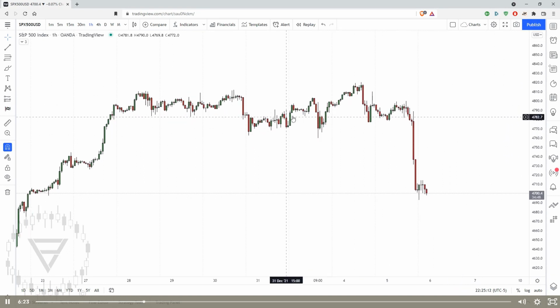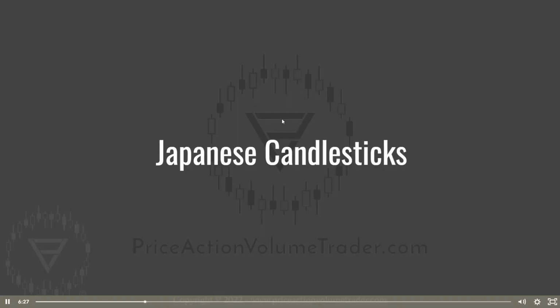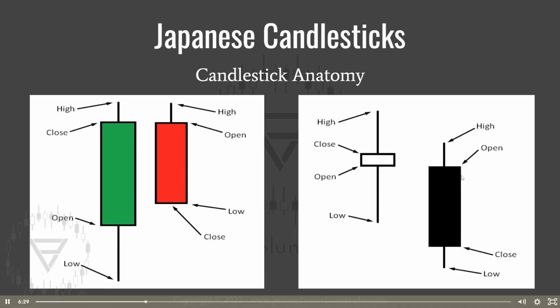But again, we're pretty much just going to focus on candlestick charts in this course. So let's start by talking about what a candlestick chart is and how we read or interpret them.